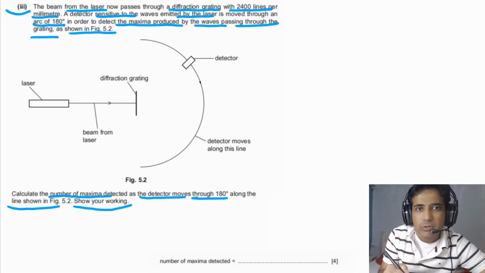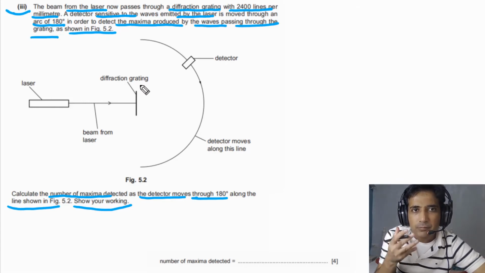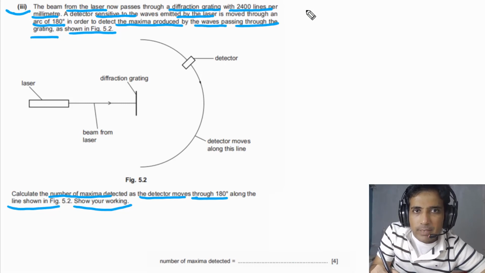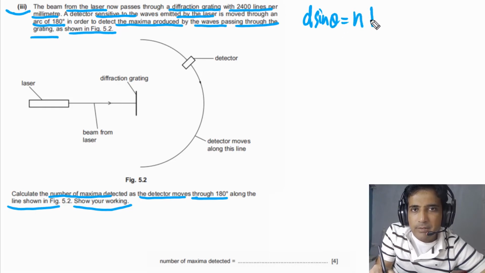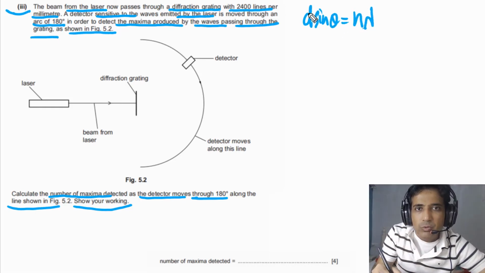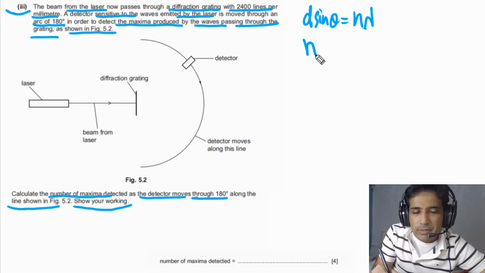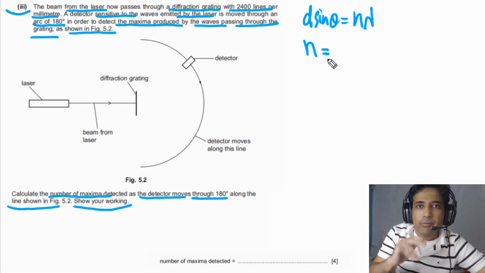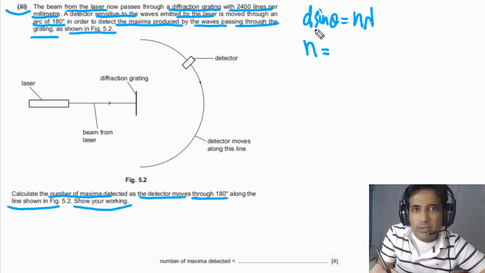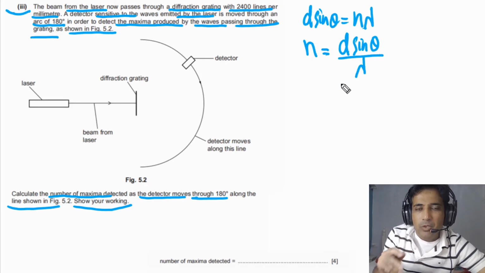We need to find the number of maxima detected. The first thing you need to understand is that this question is about a diffraction grating, and for a diffraction grating we need d sine theta equal to n times lambda. For this question we need to calculate n. First we will calculate only n, and then the maximum number of maxima. If we rearrange, n will be equal to d sine theta divided by lambda. Now we simply need to plug in values.